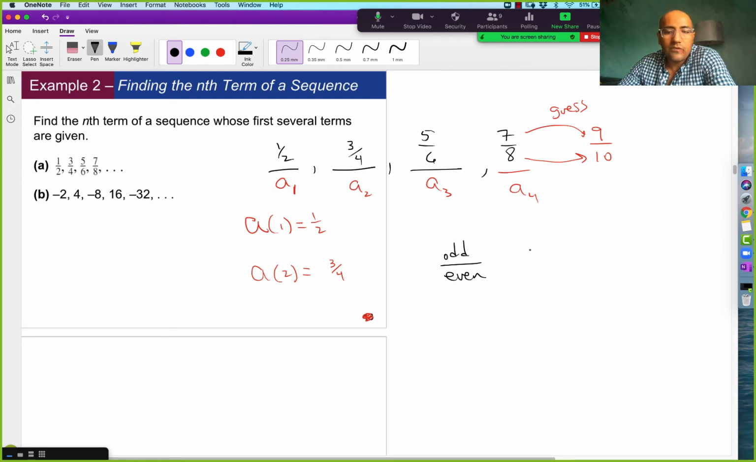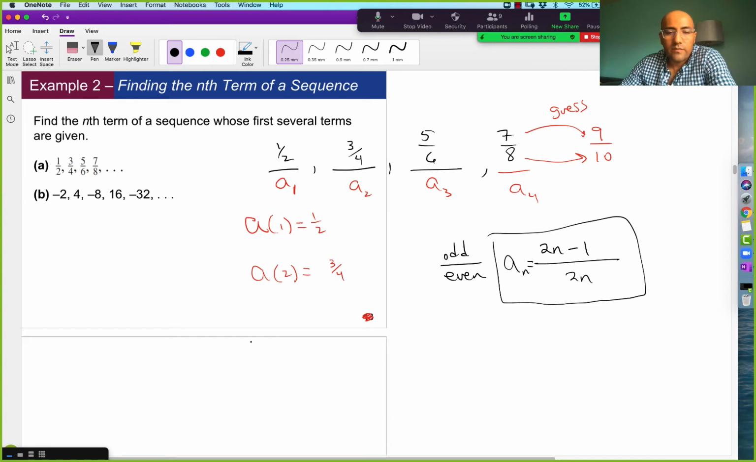Looking at just the numerators, we saw earlier that this is a way of describing the odd numbers, and this is a way of describing the even numbers. For this, you want to do a lot of guessing and checking. Try an equation, guesstimate what the equation will be, and then come back and make sure it makes sense. So when n equals 1, we end up with 2 minus 1, that's 1. And the denominator, 2 times 1, equals 2, so we end up with 1/2. That does make sense.